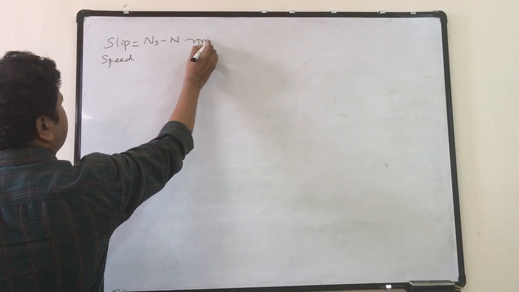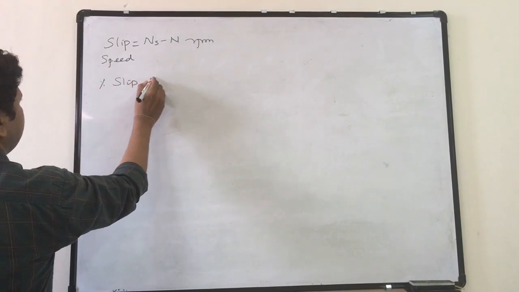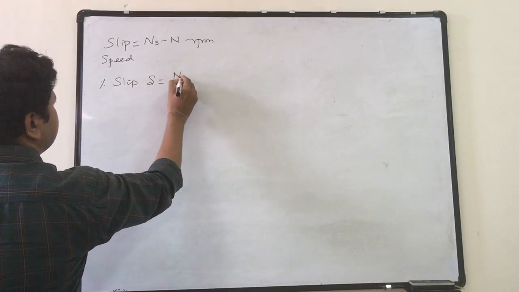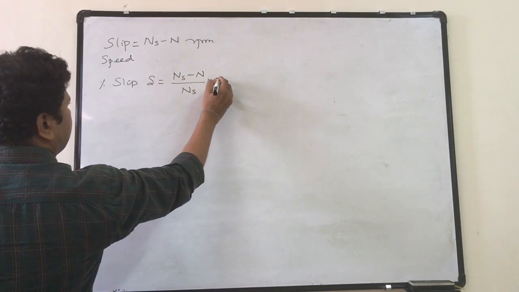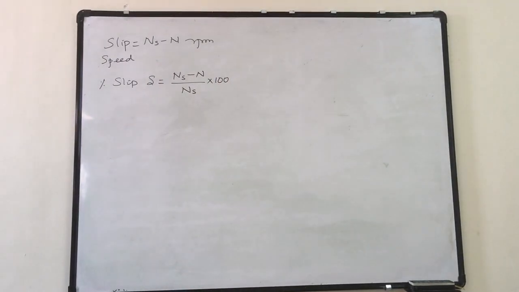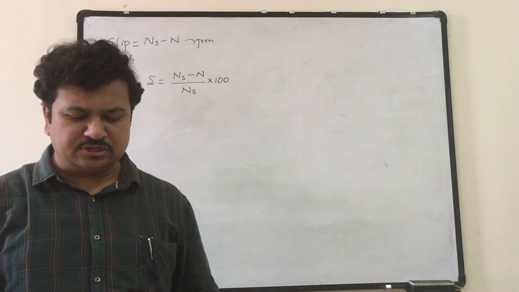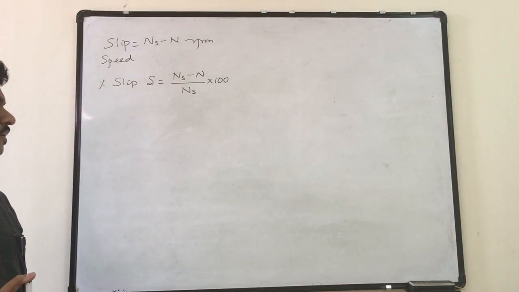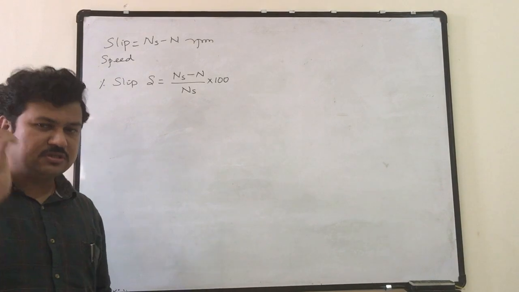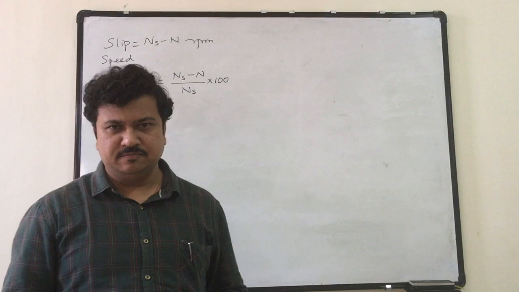it is in rpm, but generally we use percentage slip. S is equal to ns minus n upon ns into 100. So this is the percentage slip of induction motor. Now we know that the rotor is rotating, and as the rotor starts rotating, the relative speed between the synchronous speed or the rotating magnetic field and the rotor goes on decreasing.